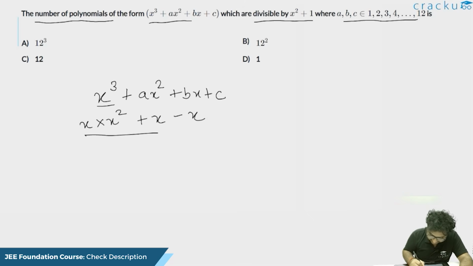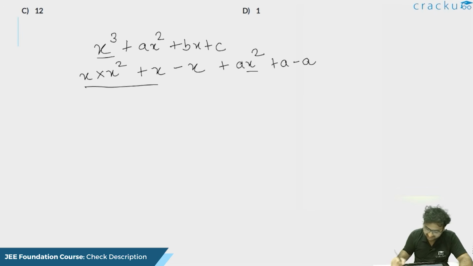Minus x plus ax square. Here also we have x square, so I want plus 1 here. So I will do plus a minus a. Then bx plus c will remain as it is, so plus bx plus c. Okay. So this is what?